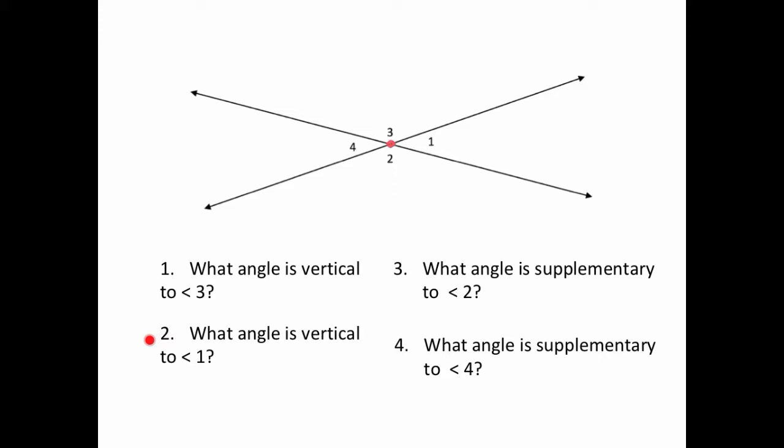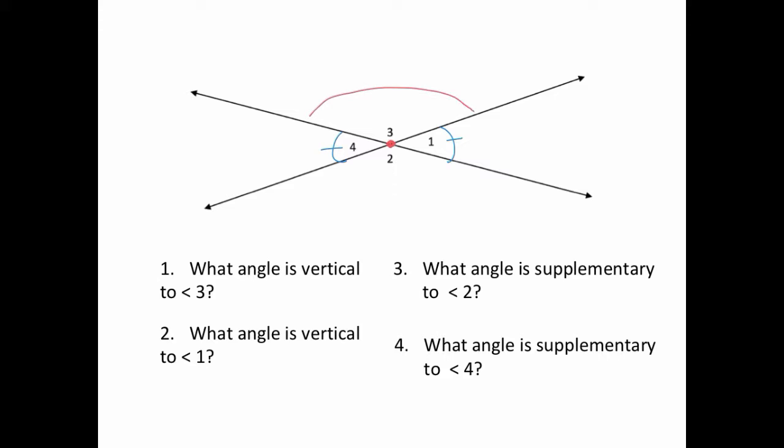Looking at question 2, what angle is vertical to angle 1? Again, vertical angles share a vertex, and they are directly opposite that vertex. So that means angle 4 is a vertical angle to angle 1. They are congruent. They have the exact same measure. One way I can show that, 6th graders, is going like this and putting a slash through my arcs, showing that those two angles are congruent.